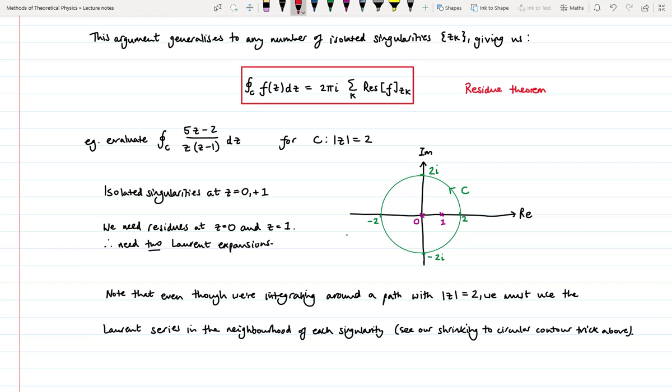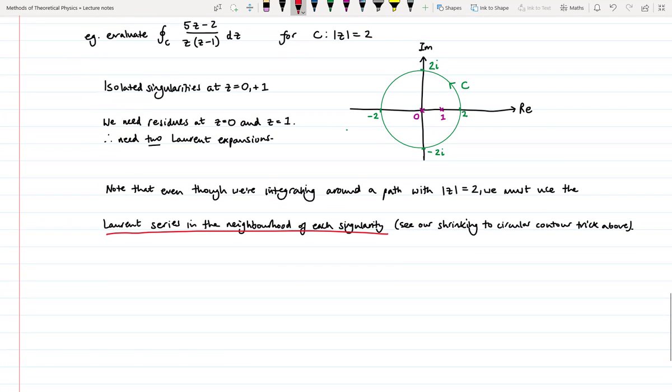This is a really important point, so I'm going to underline it. That you need the Laurent series in the neighbourhood of each singularity. Let's first deal with the singularity at the origin. The neighbourhood that we care about there can be written like this, where we are expanding about z equals 0. This is precisely an annulus of analyticity that we encountered in the previous video.